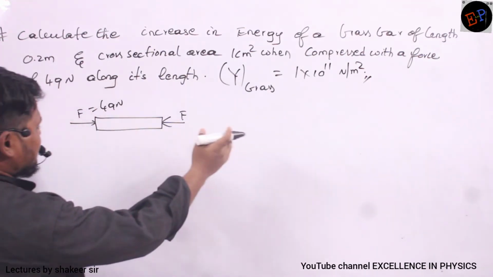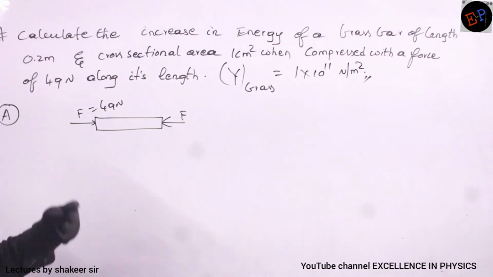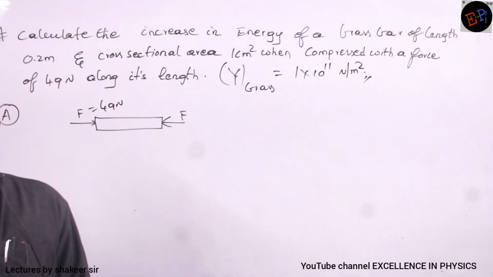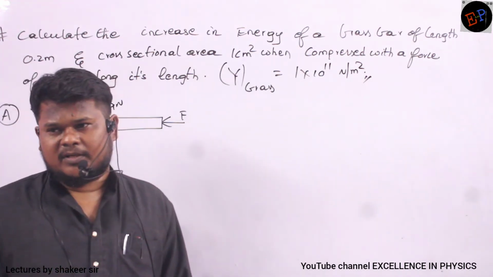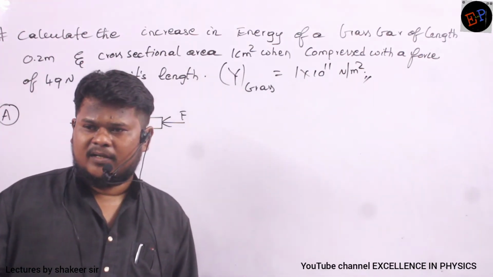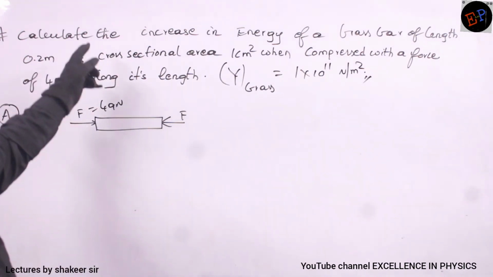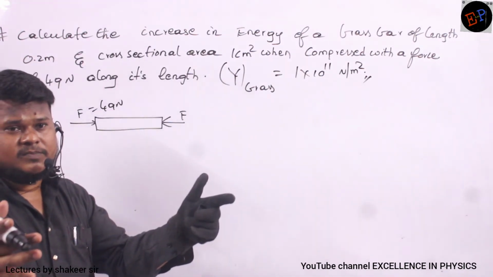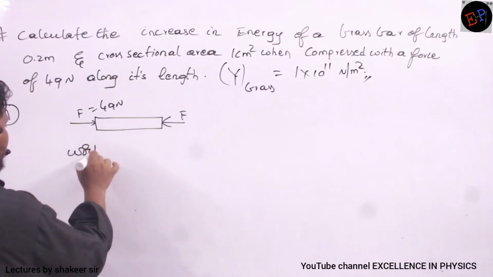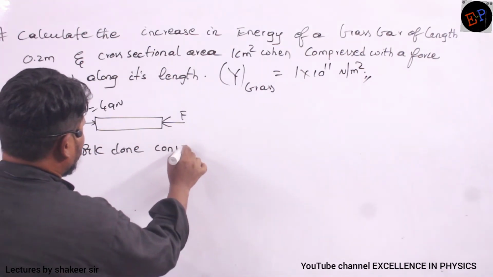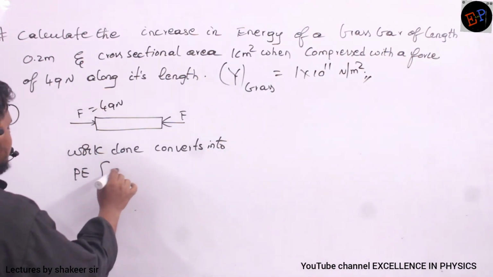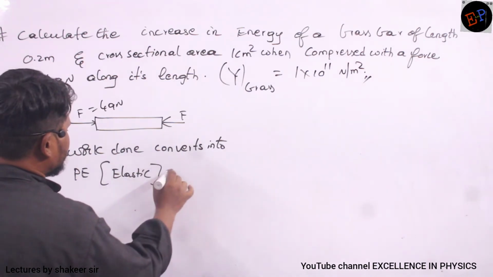See, here to compress this rod we have to do some work. The work which you have done converts into energy of the rod. We already discussed that the work you have done becomes the potential energy of the rod. According to the law of conservation of energy, energy cannot be created, energy cannot be destroyed. If energy is increasing, it means we are doing some work. So the work which you are doing converts into energy of the rod. So therefore, work done converts into potential energy, or you can call it elastic energy inside the rod.